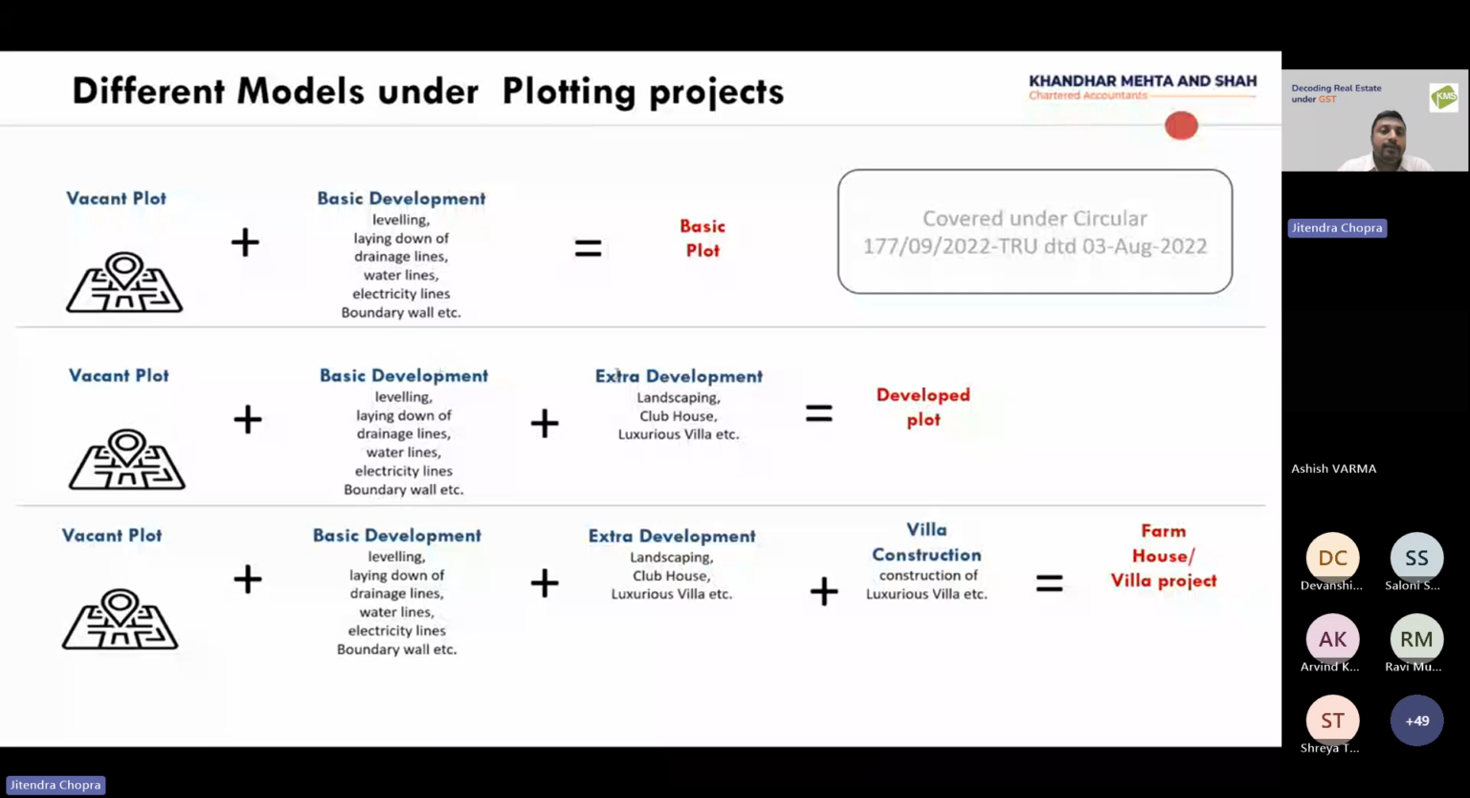So this slide is very important practically. It explains different models under plotting projects. First is a simple developed plot with basic development. This is covered under Circular 177, which explained that it is outside the ambit of the GST Act. But once additional amenities like extra development, landscaping, clubhouse, luxurious villa are added, then GST exposure increases. Therefore, structure and drafting become very important.